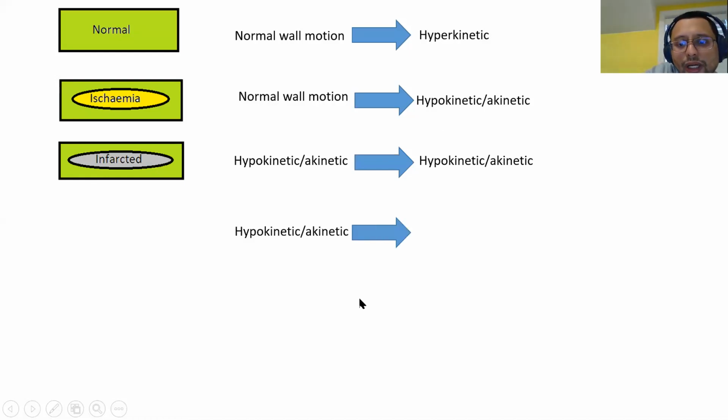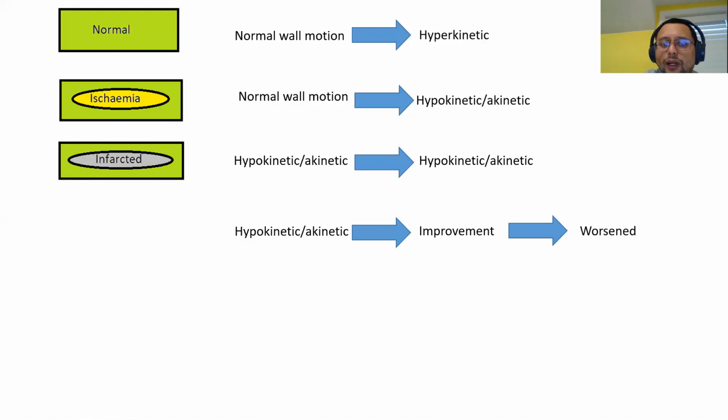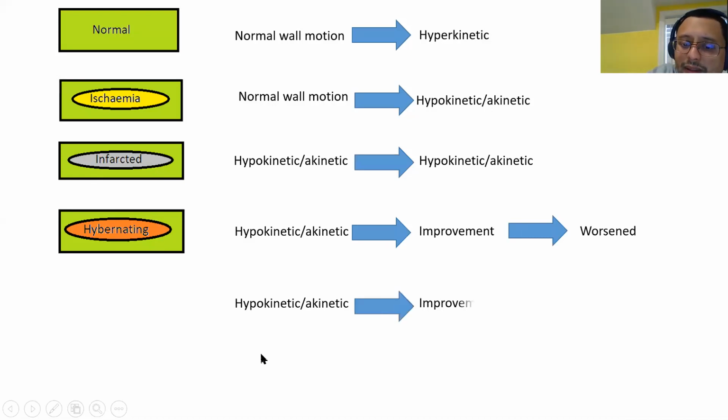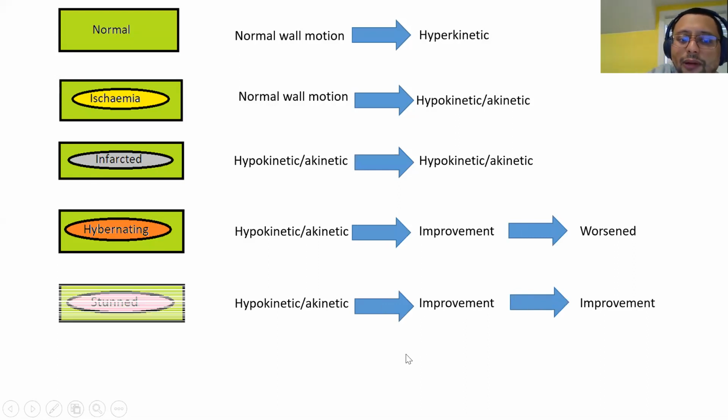If you start with hypokinesia, it gets better and then becomes worse again, this is the most important one. This is hibernating. You have an area that has reduced its function in the presence of chronic ischemia. This is the best one in terms of reverse transition. If you start with hypokinesia, you go for improvement and then also improvement, meaning a sustained improvement, this is a stunned myocardium. You don't need to do anything. This is a function of time. It will improve by itself.